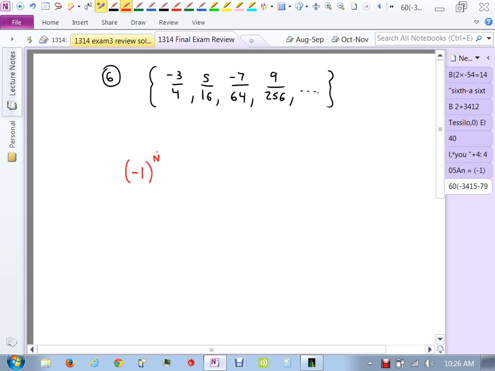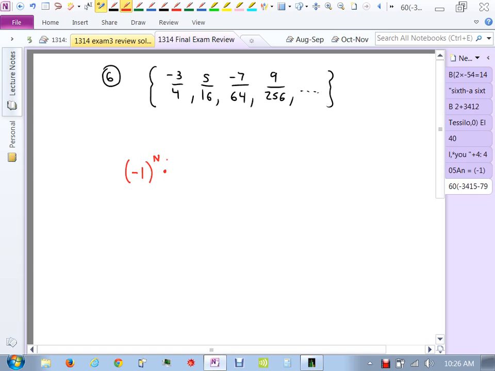Now, remember, n always starts at 1, right? So if I plug 1 in there, I'm going to get a negative 1. And then when I plug in 2, we'll get positive. So that should give me the alternating part of the sequence, right? Now, since it's a fraction, I put a times there. Now, since it's a fraction, I want you to look at the numerators and tell me if you see a pattern in the numerators. They're odds.